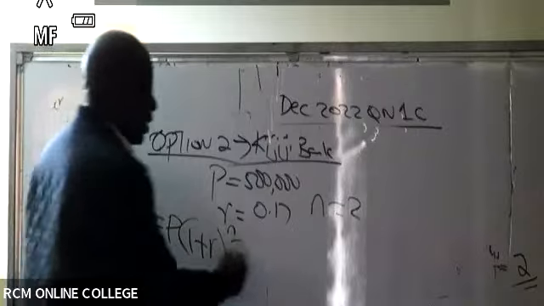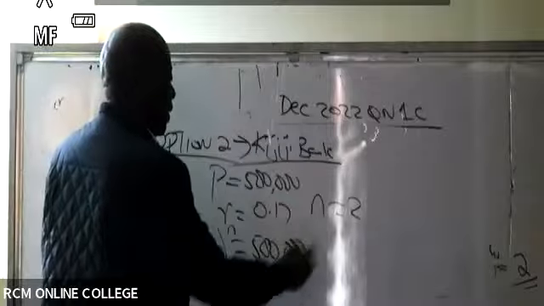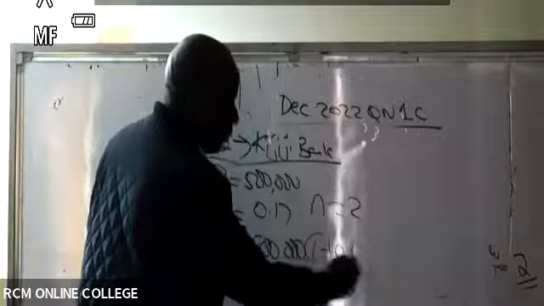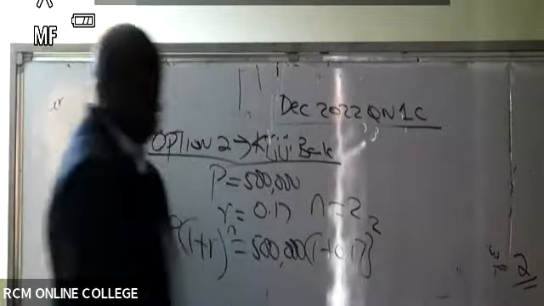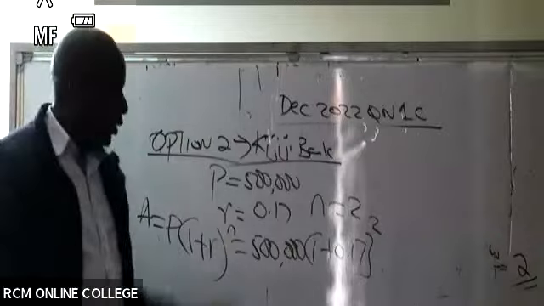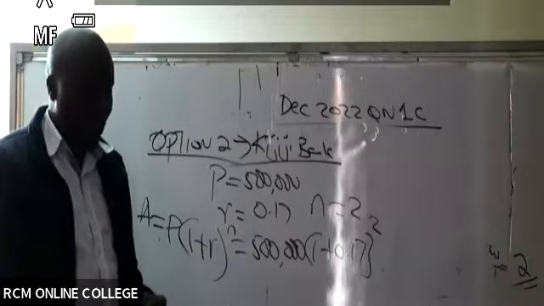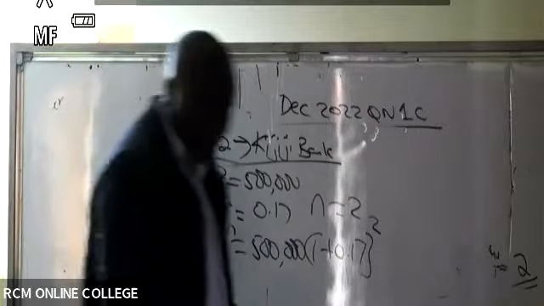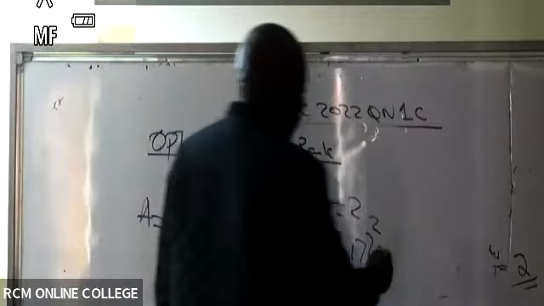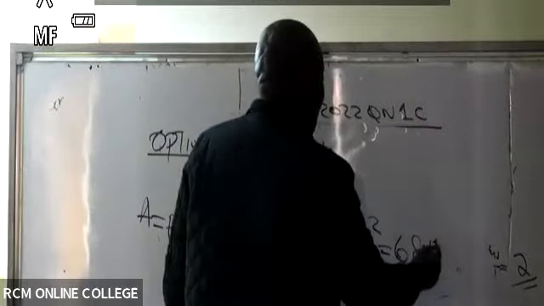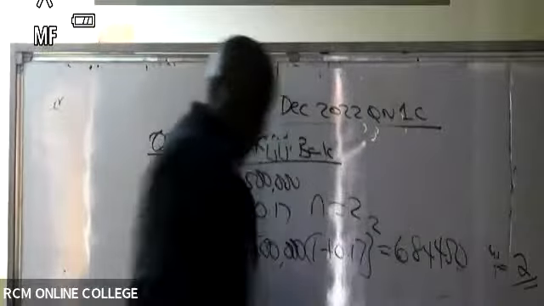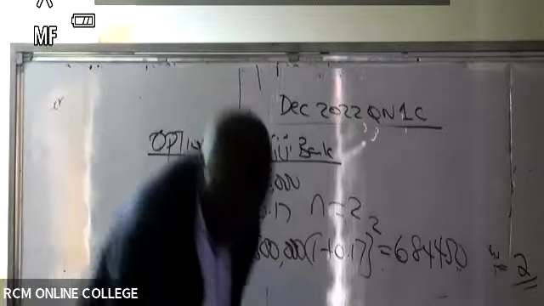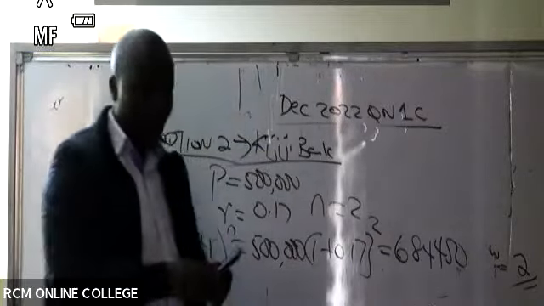So this will be 500,000 into 1 plus the rate of interest here, 0.17, raised to power 2. So then this will be 500,000 times, open brackets, 1.17 raised to power 2. So this gives us 684,450.